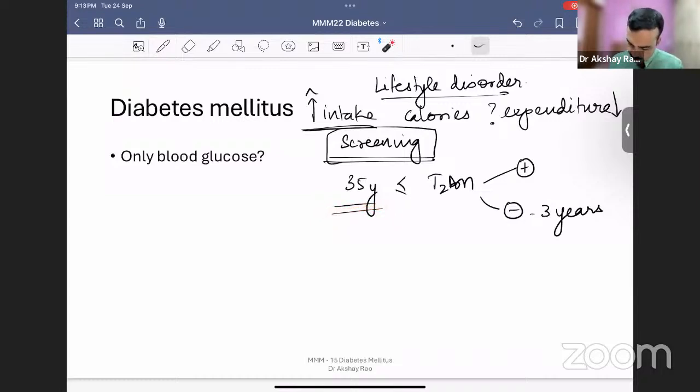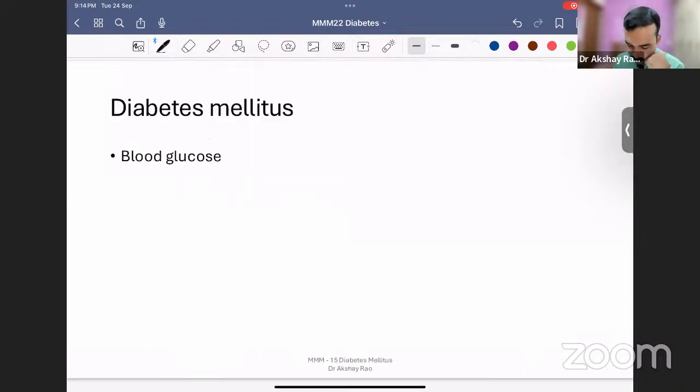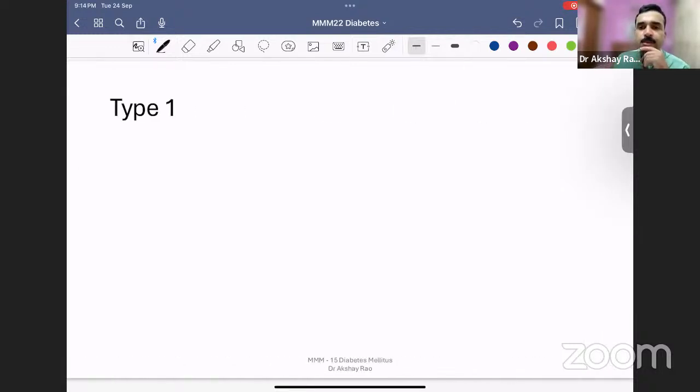So that's about what diabetes mellitus is. It is characterized by consistent hyperglycemia. There are different types, but the most common is type 2 diabetes, which is a lifestyle or non-communicable disease. It's a non-communicable disease, correct? So what are the types of diabetes mellitus?